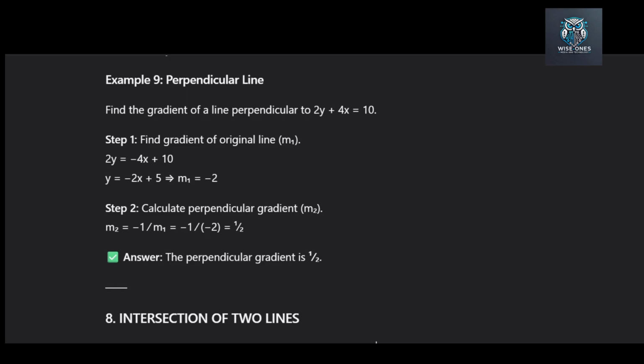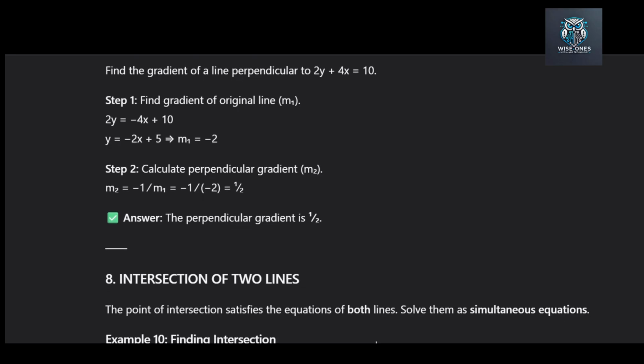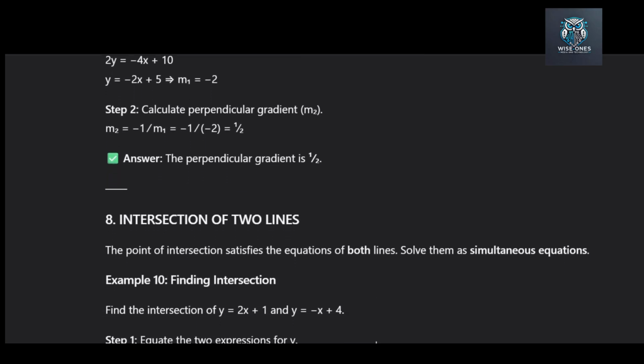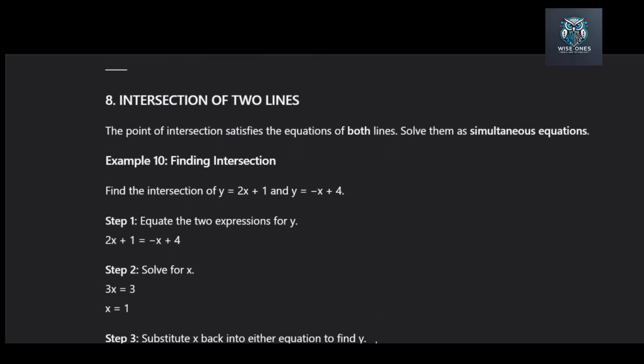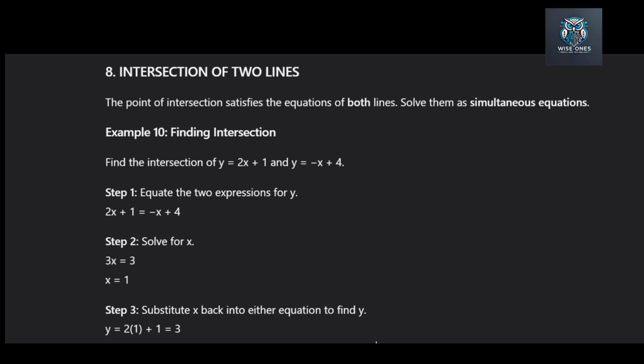Step 2. Calculate the perpendicular gradient, m2. We need the negative reciprocal of negative 2. Negative 2 is the same as negative 2 over 1. Flip it to get 1 over negative 2. Change the sign to get positive 1 over 2. Or use the formula, m2 equals negative 1 divided by m1. Negative 1 divided by negative 2 is positive 1/2. The answer is, the perpendicular gradient is 1/2. Remember the phrase, flip the fraction and change the sign.